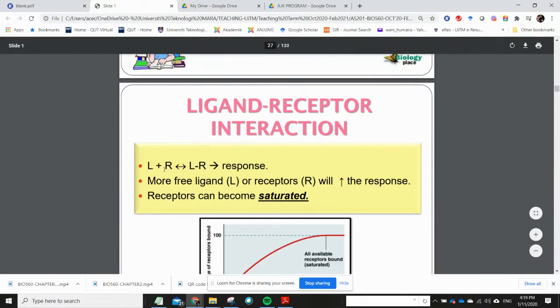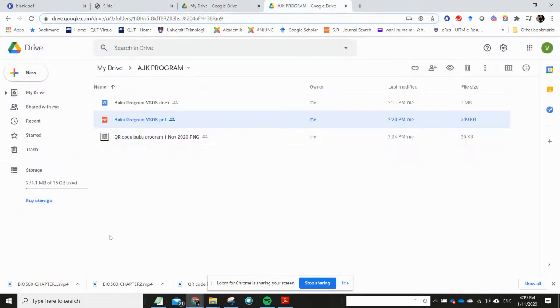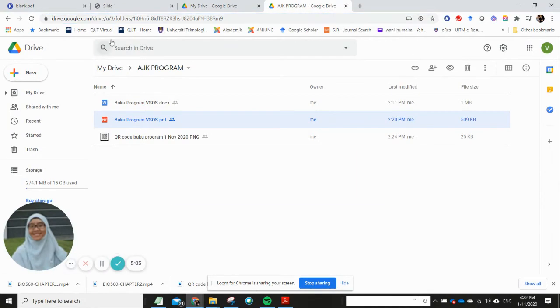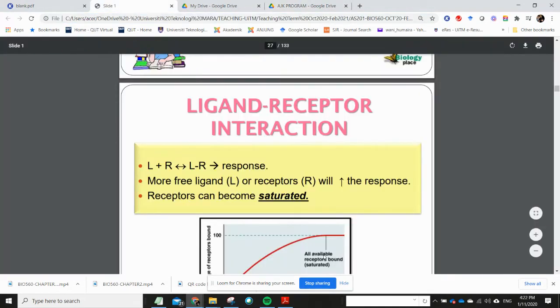LR, ligand receptor. Ligand bind to the receptor, it will make the ligand receptor complex, it will cause response. More free ligand. Okay, so let's continue. Okay, ligand bind to the receptor, making this complex here, ligand receptor complex, it will cause response.